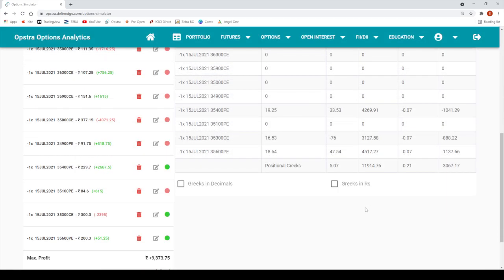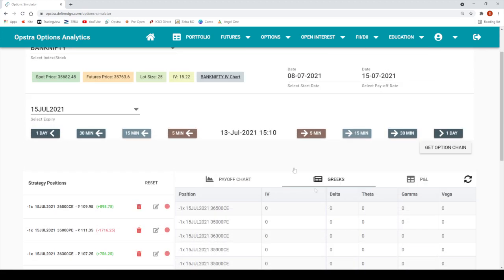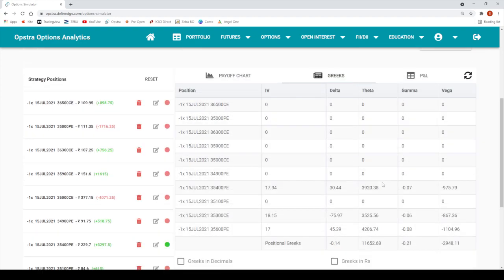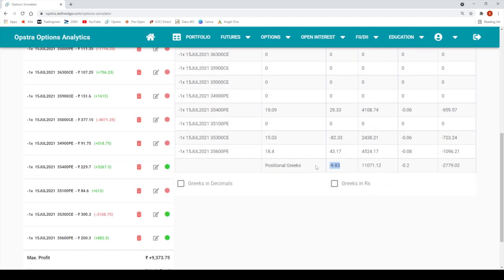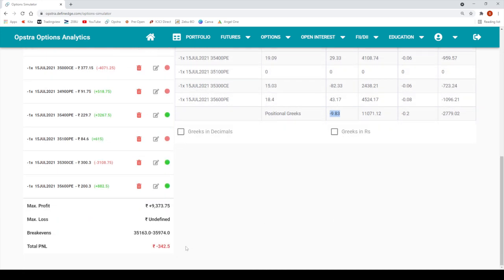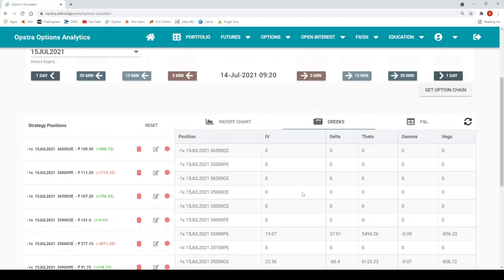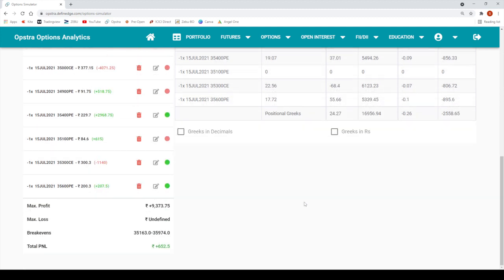Market is at same place. 550 loss. So we will go to end of the day. So delta is managed. So 340 loss. We will go to next day. 35,500. So 24 delta mismatch happened.